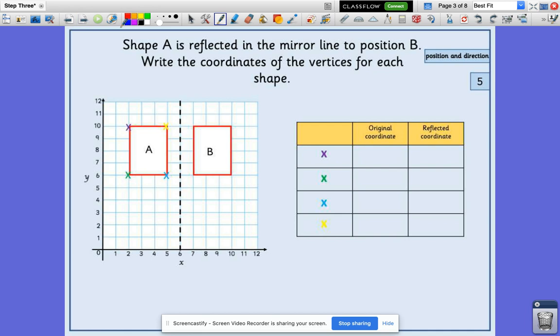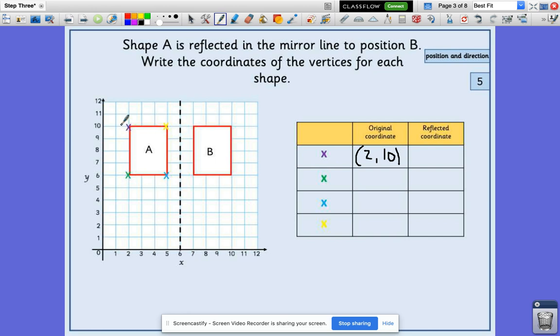Shape A is reflected in the mirror line to position B. So that was our shape A, and it's been reflected to shape B. It's going to ask us again to write the coordinates of the vertices for each shape. So we've got the purple one, 2, 10. So we're going to write 2, forgot my bracket, 2, 10.